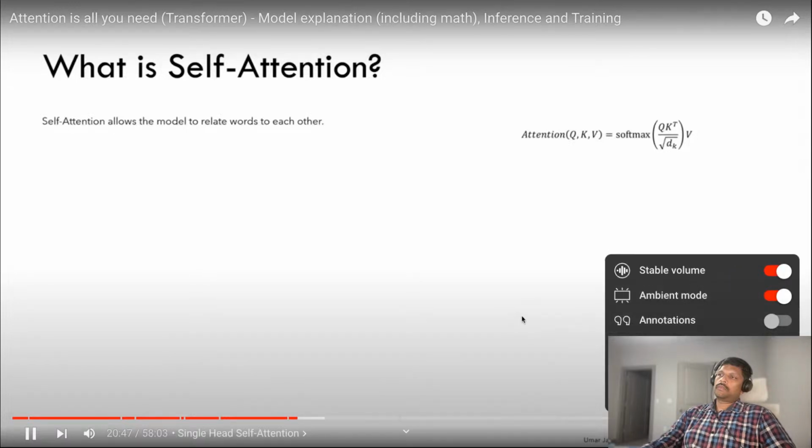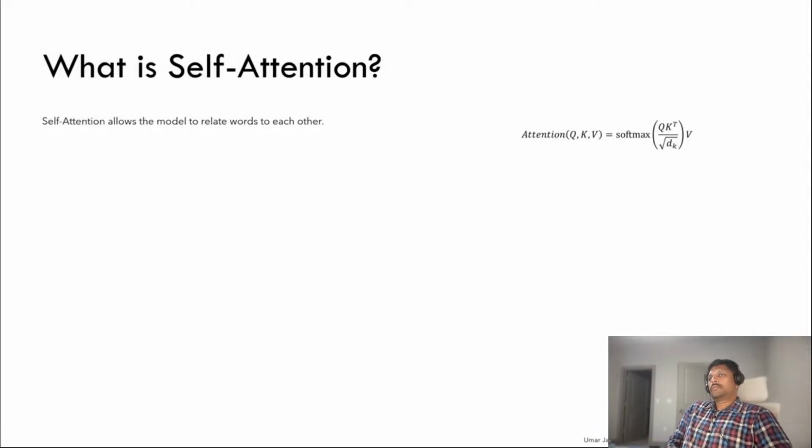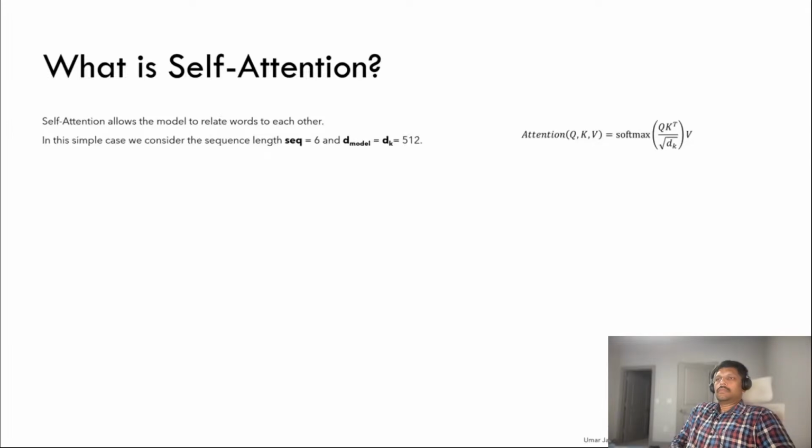Okay, so we had the input embeddings that capture the meaning of the word. Then we had the positional encoding that give the information about the position of the word inside of the sentence. Now we want this self-attention to relate words to each other. Now imagine we have an input sequence of 6 words with a D model of size 512, which can be represented as a matrix.